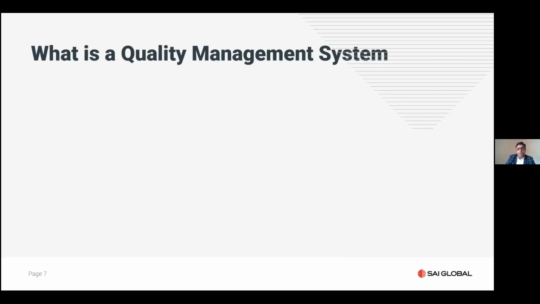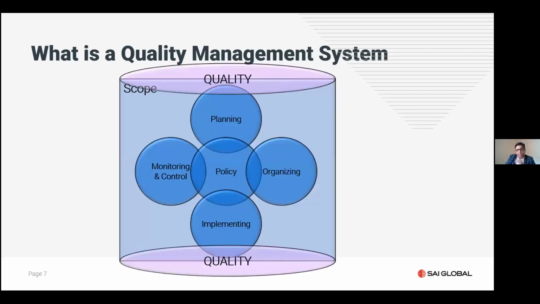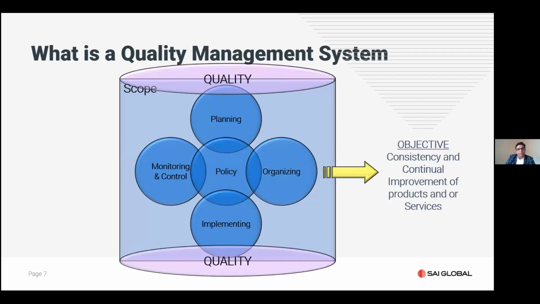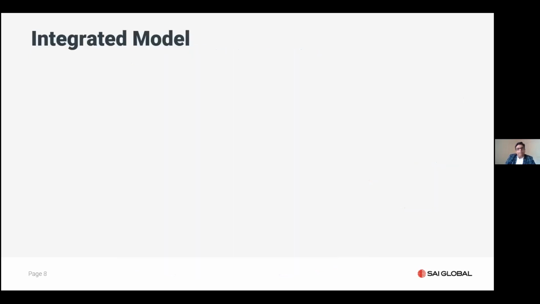Now we know what is a process, system, management system. So what is a quality management system then? It's very easy too. If we use the same elements of the management system and then we see through the lens of quality, and we have a desired objective to achieve the consistency and continual improvement of products and service, that is a quality management system. On the same token, let's see what could be an integrated model. This graphic is quite self-explanatory, so I'll let you see through that, and then I will explain a little bit.